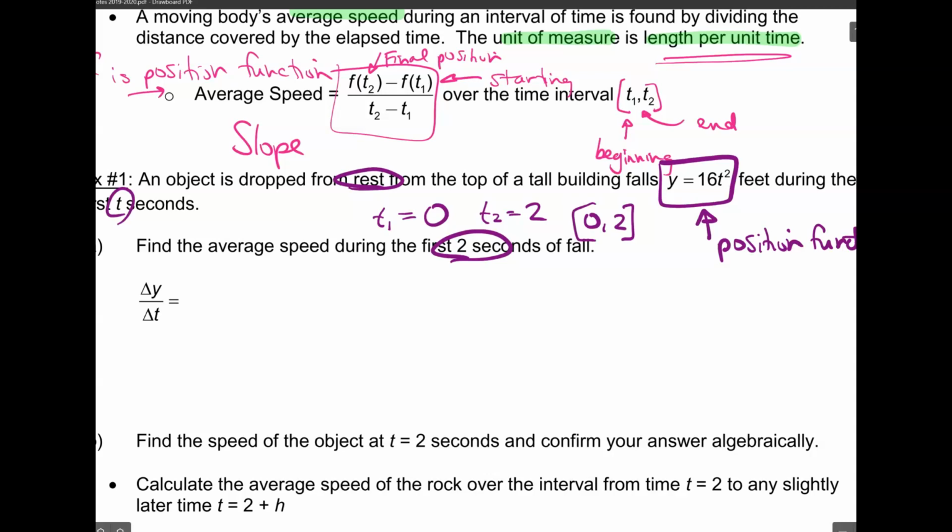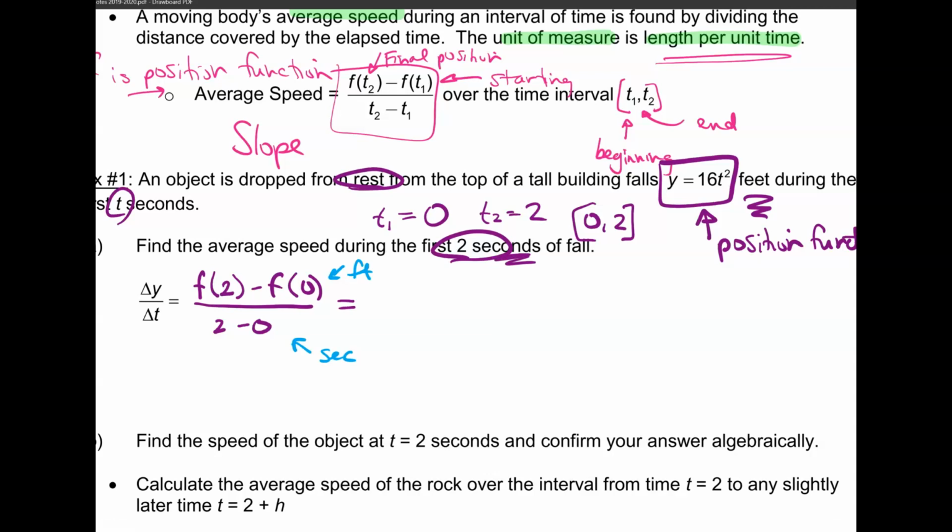That's my time. Looking at the formula for average speed, I see delta y over delta t. That's just f of my final time, which is 2, minus the function value at my first time, which is 0, all over my change in time: final time 2 minus initial 0. Keep in mind, the top is in feet, and the bottom is in seconds, because position is measured in feet and time in seconds.